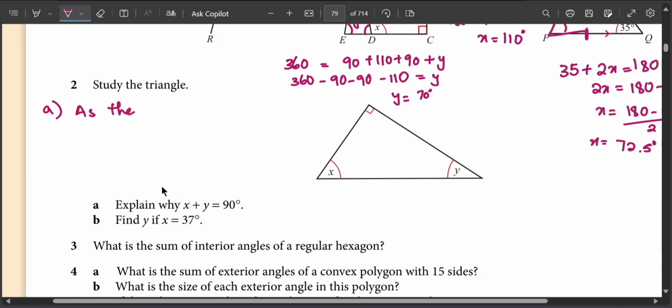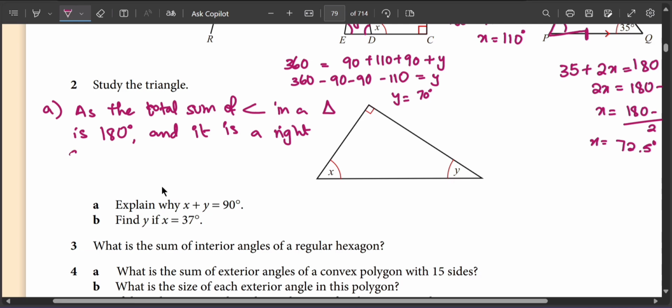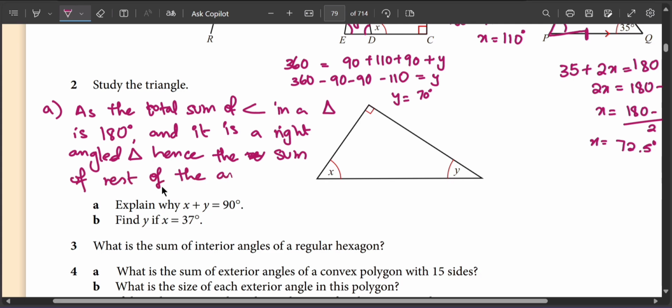the total sum of angles in a triangle is 180 degrees, and it is a right angled triangle, hence the sum of the remaining angles will be 90, right? You don't mention a lot of detail, but if you do that, that will be really nice, and it will show the examiner that you know what you are writing.